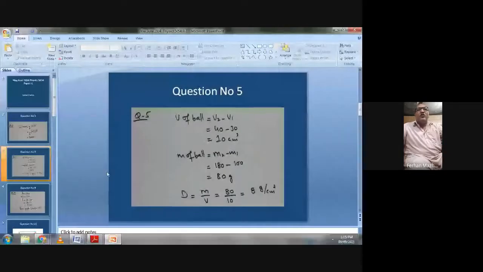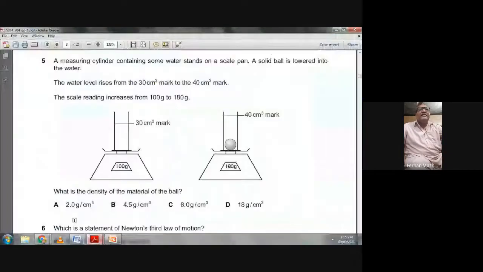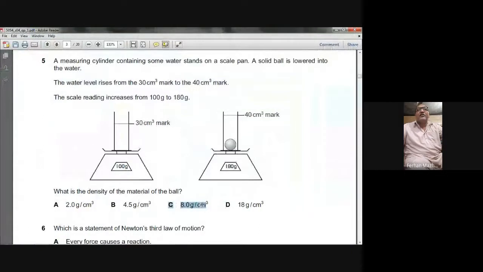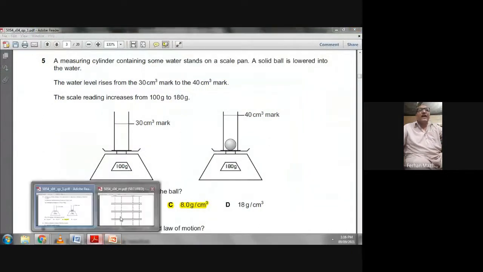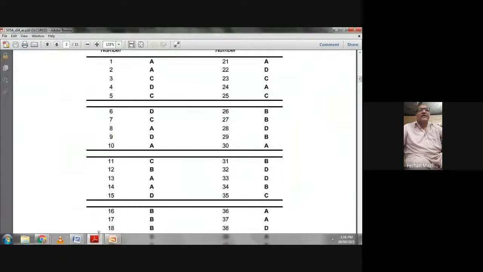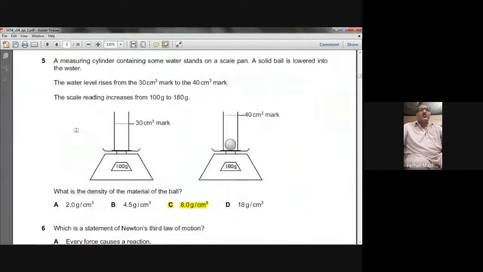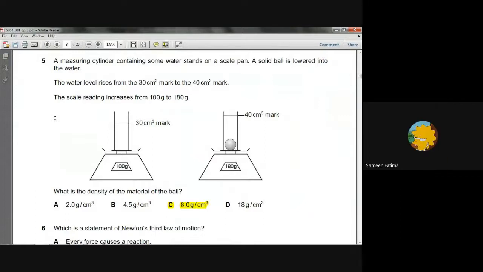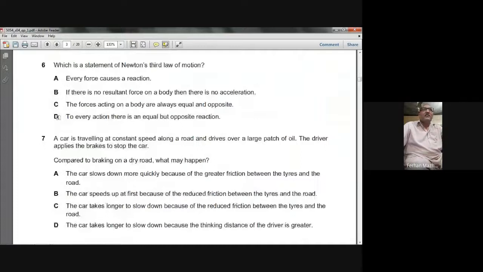Okay, so let's check the option. 8 gram per centimeter cube. Clearly C is the option. Question number 5. Let's check the answer. C is the right option, sir. So do you understand, beta? Yes, sir. Okay, so we are moving to the next question. Question number 6.